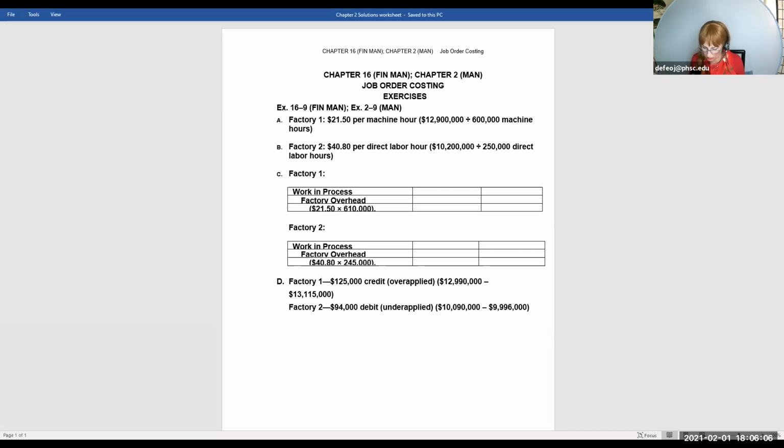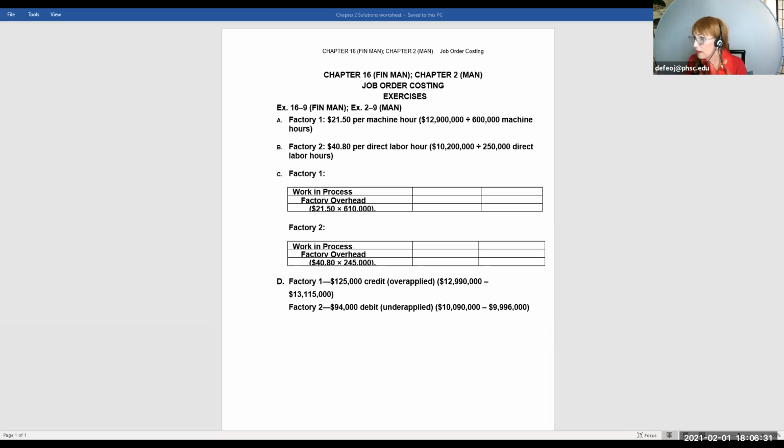Okay, so let me type it in the chat box. Where's the chat box? Okay, I got to make it smaller. So factory overhead rate for factory 1.